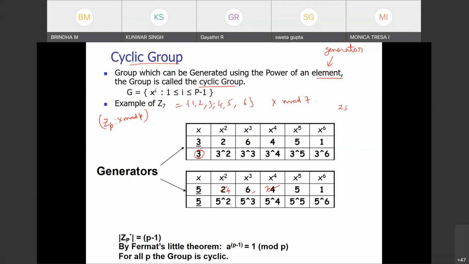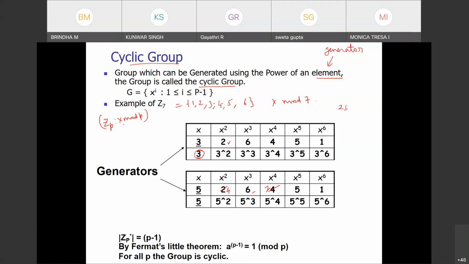3 is 3, 3 squared is 9, 9 modulo 7 is 2. We got 2. 3 cubed is 3 squared into 3, 2 into 3, 6. Similarly, 3 to the power 4 will come 4. So 3 can generate all the elements if you take its powers. So this is a cyclic group. Similarly, 5 is also a generator. If you take powers of 5, you will get all the elements. So this is called a cyclic group.